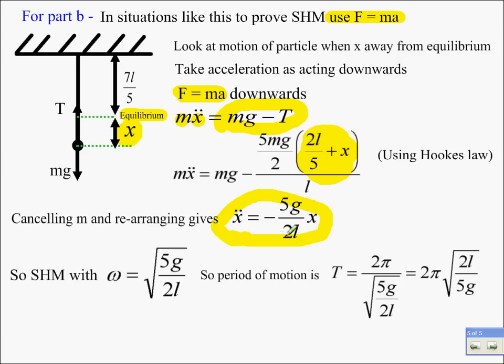So the constant is omega squared, so to find omega, simply square root. So omega is root 5g over 2L. The period of motion is 2 pi over omega, so 2 pi over that, which gives you this expression here.